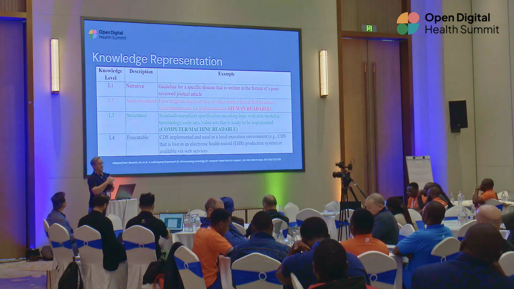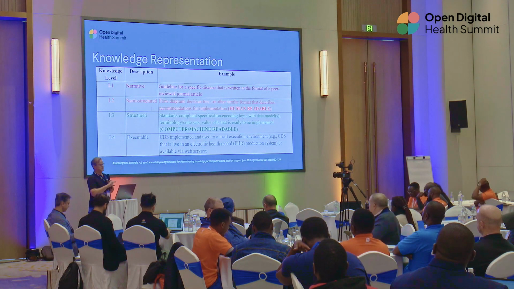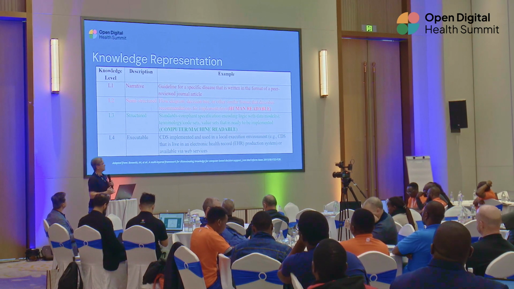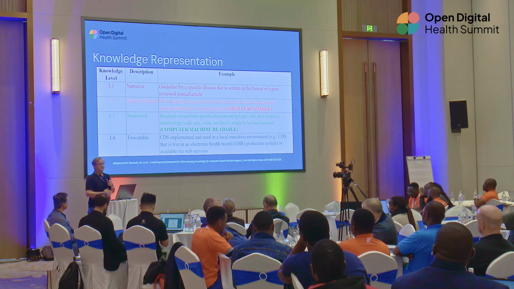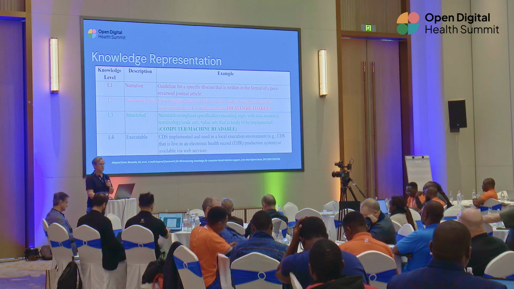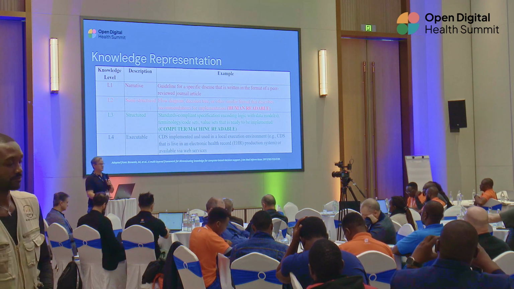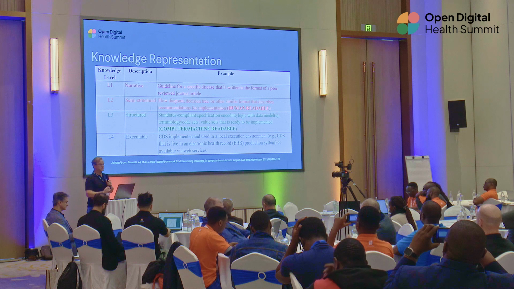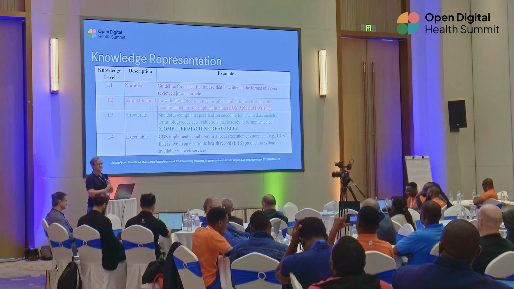So overall, the approach is based on these levels of knowledge representation. So you hear the L1, the L2, this is where it comes from. So the narrative is human readable prose written in the form typically of a peer-reviewed journal article. Then semi-structured gets to things like flow diagrams, decision trees. It's more structured, but it's still not quite in the machine-readable characterization.